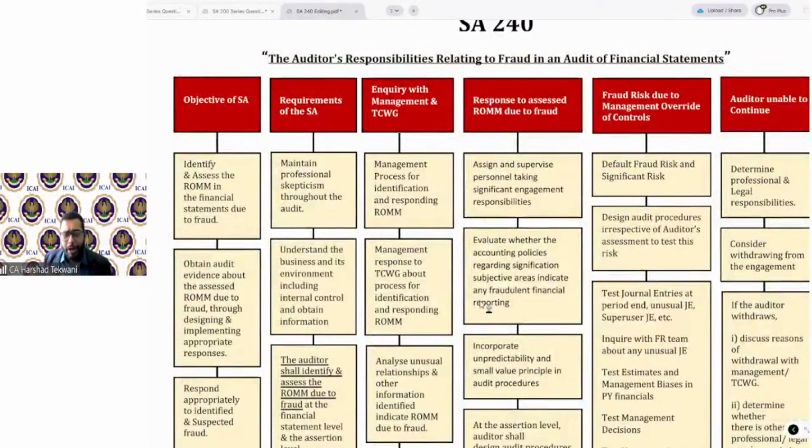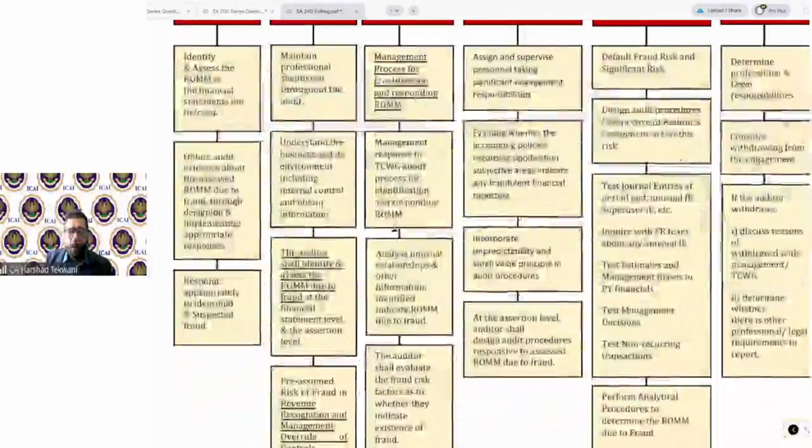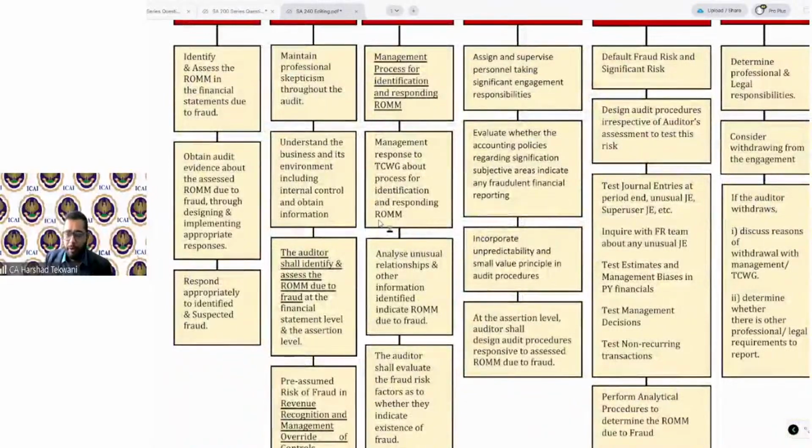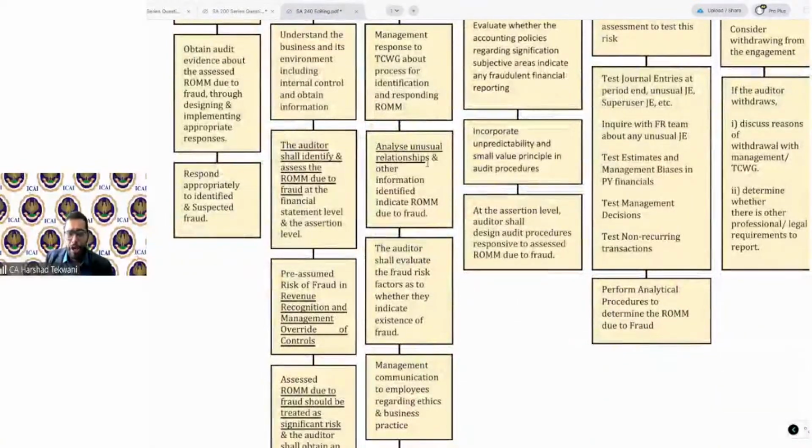The auditor is required to perform an inquiry with the management and those charged with governance to understand their process of identification of risk of material misstatement, and how management responds to identified risk of material misstatement. Also whether they have identified any unusual relationship or transaction which indicates the risk of material misstatement due to fraud. The auditor is required to evaluate the fraud risk factors.